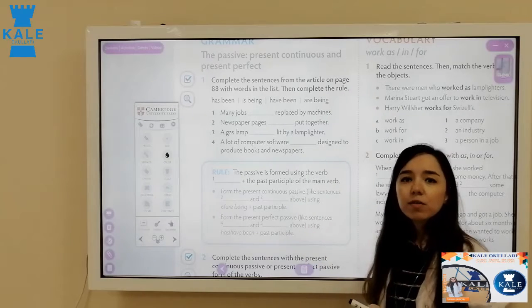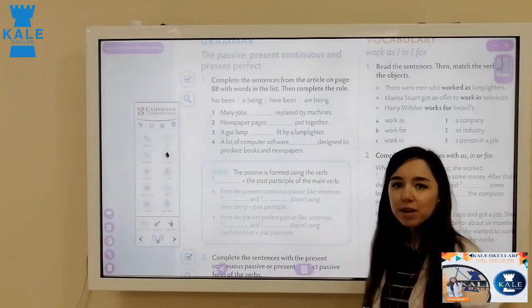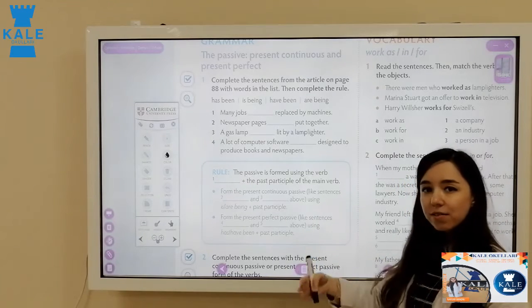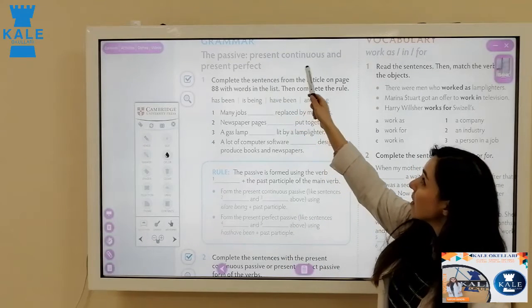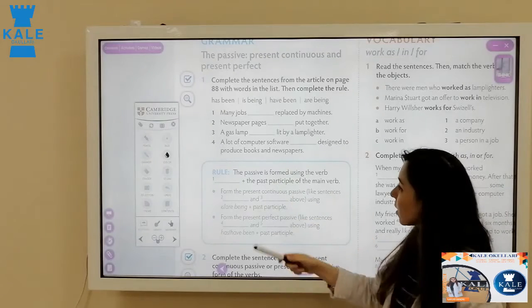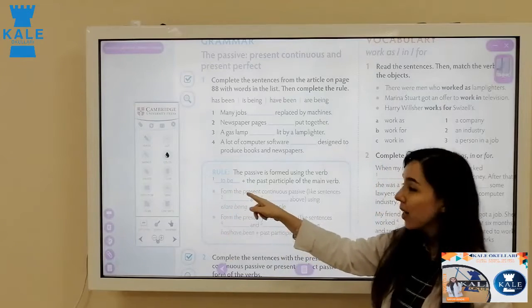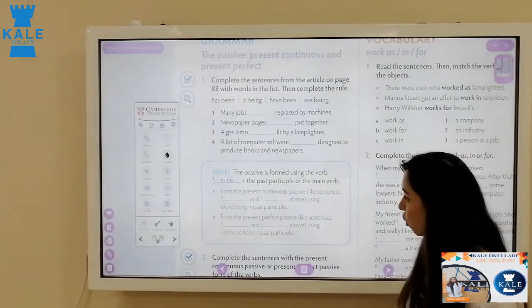For present simple, what did we do? To be, am, is, are, plus past participle. Yes, and for past simple also we write was, were plus past participle. So how can we change the passive for present continuous and present perfect? Look at this part. The passive is formed using the verb to be plus the past participle of the main verb for all the passive form.